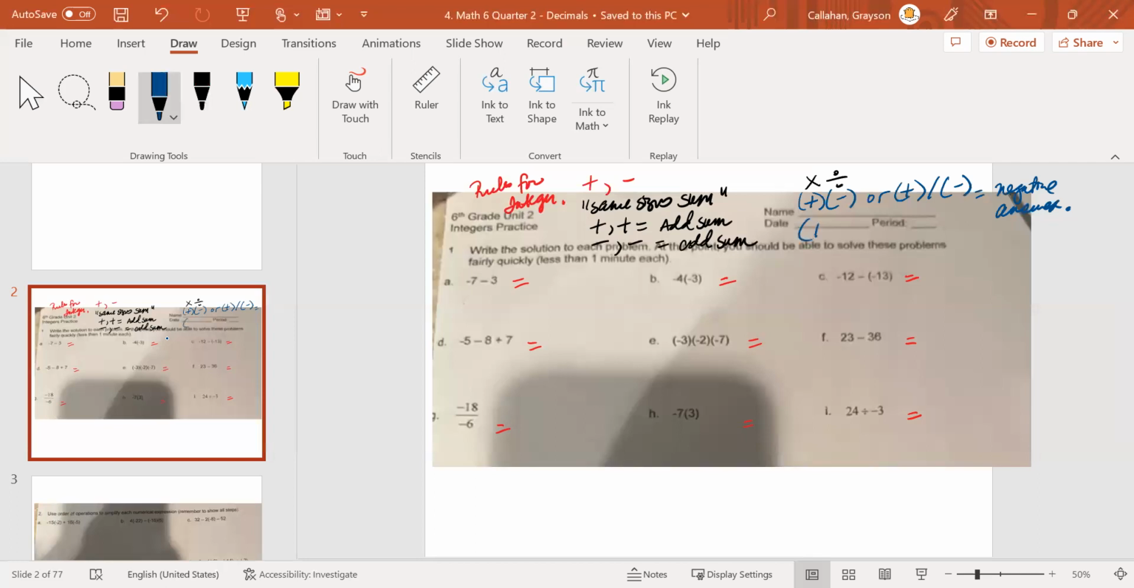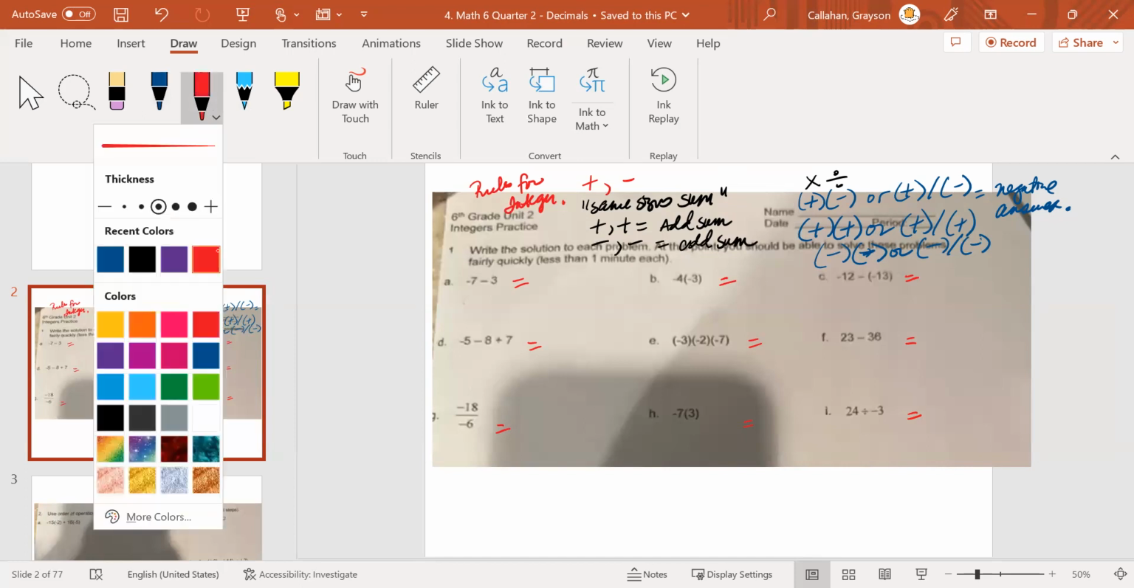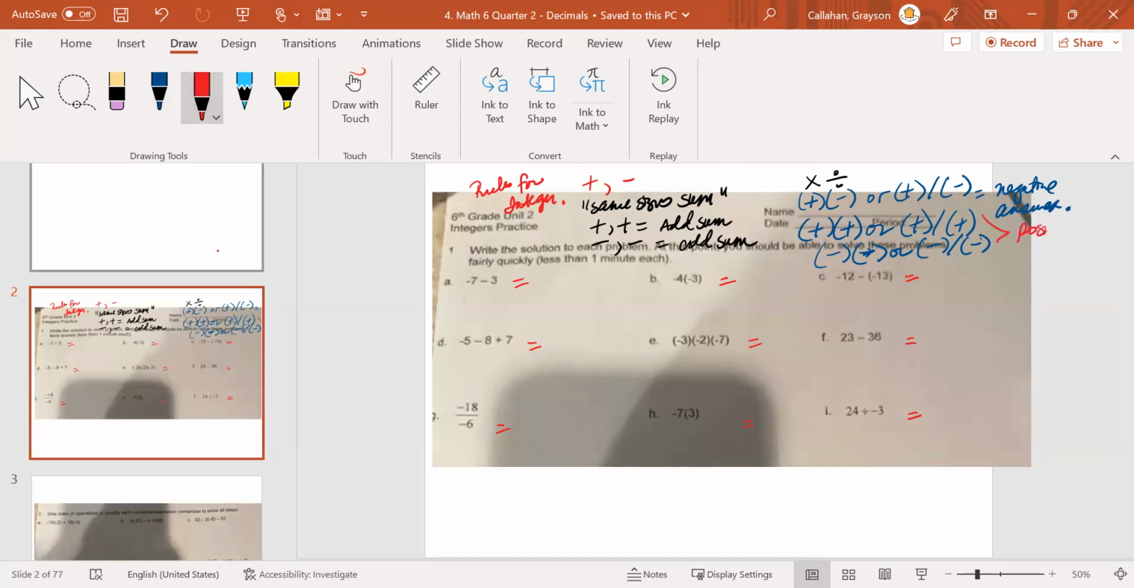Now, if you have a positive number divided by a positive number, or a positive number multiplied by a positive number, or a negative number times a negative number, or a negative number divided by a negative number, then with these, your answer is gonna be positive. Right? So let's go ahead and go through this.